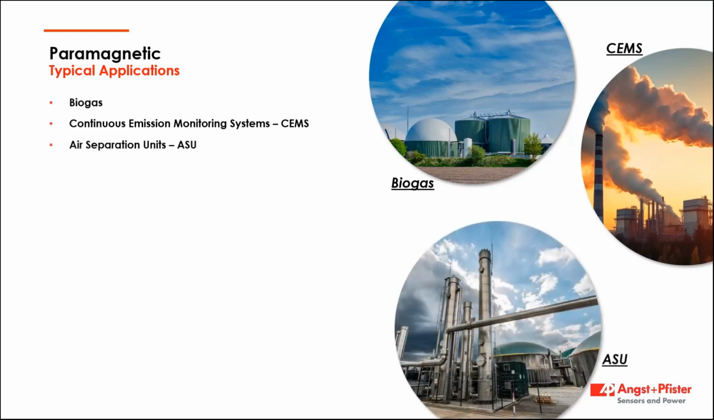And lastly, air separation units are another very interesting application area where a reliable sensing technology such as paramagnetic is needed for the production of industrial oxygen. And again, these are just a few examples and well-known application areas among many more that can successfully make use of the paramagnetic principle of oxygen detection.